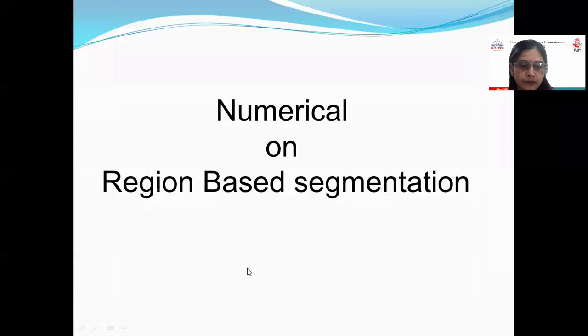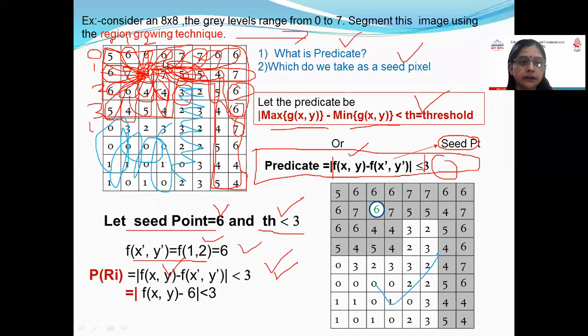Now let us have a look at numericals which are based on region-based segmentation. Consider an 8 by 8 image as shown here. Just look at this image. This is an 8 by 8 image, with a total of 64 pixels, and all the intensity values are between 0 and 7. We can segment the image using the region growing technique.